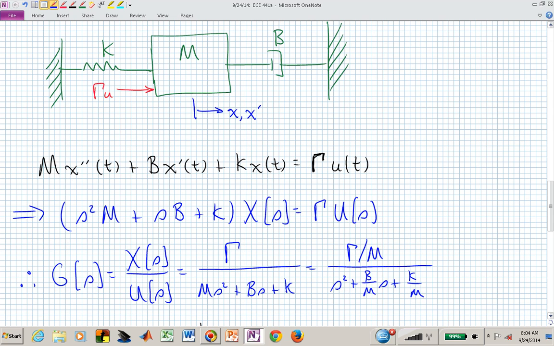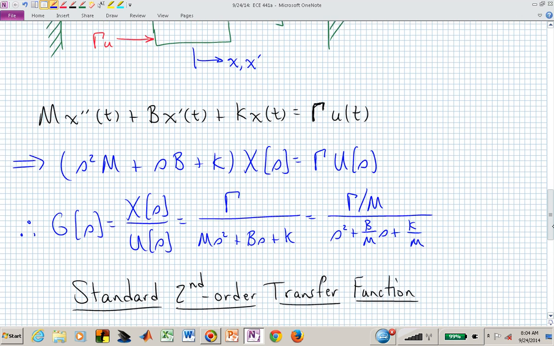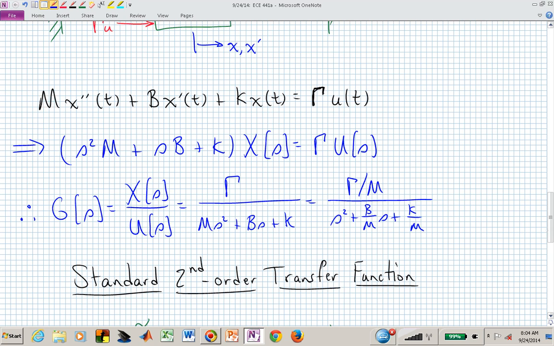You're wanting a transfer function. You can neglect the initial conditions. You're just wanting the transfer function. You now have an s squared m plus s b plus k, all multiplying the Laplace transform of your position variable, and the input then is on the right, scaled or weighted by a gamma U of s. You can divide that out, and you now have your transfer function.